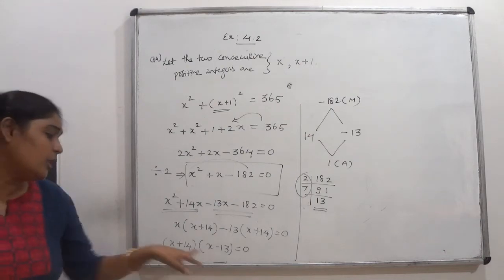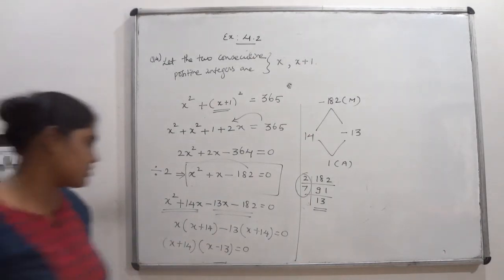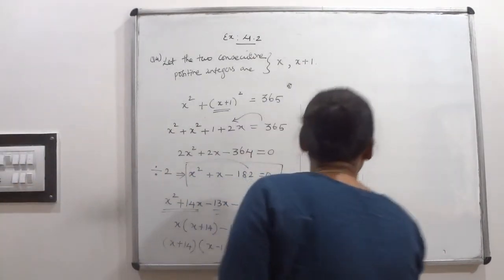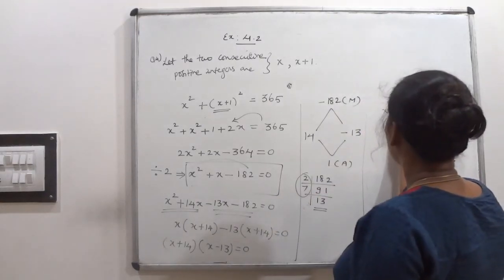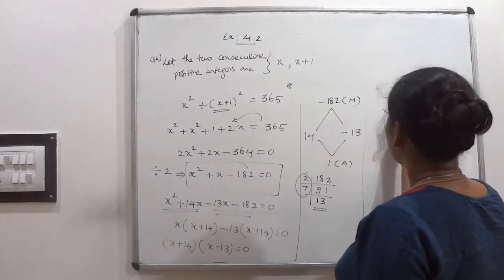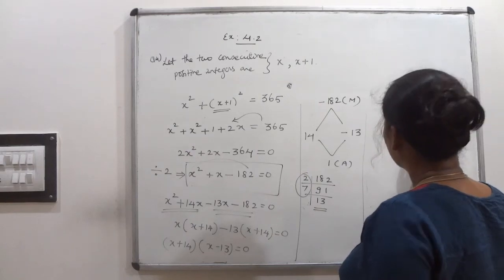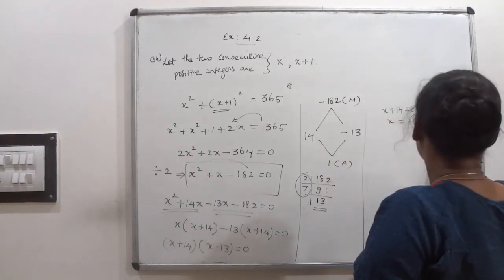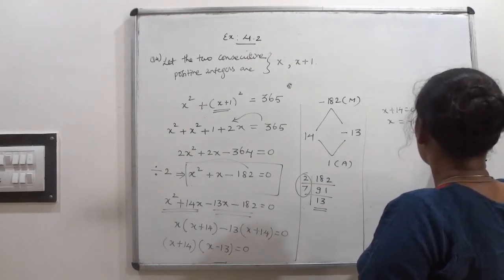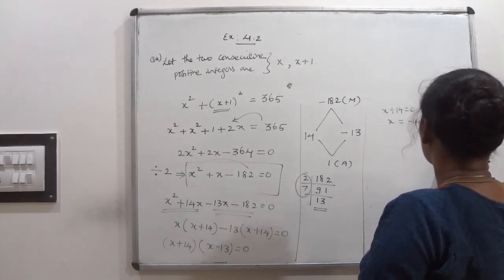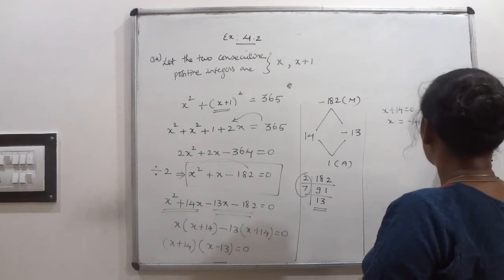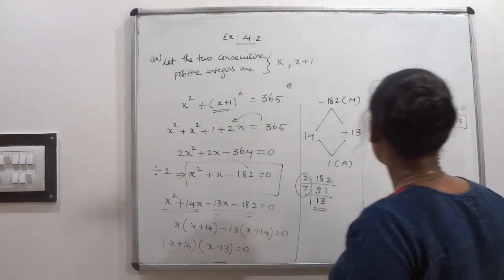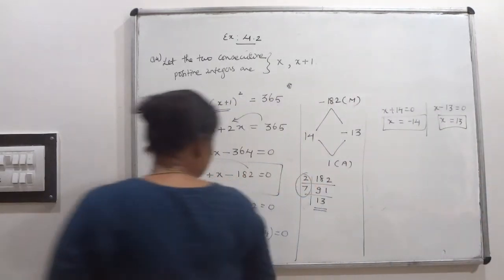Now I am going to equate each factor with 0. x plus 14 equal to 0, so that you will get x is equal to minus 14. Yes. x minus 13 equal to 0, so that you will get x is equal to plus 13. So I got two values for x, one is minus 14, another one is 13.